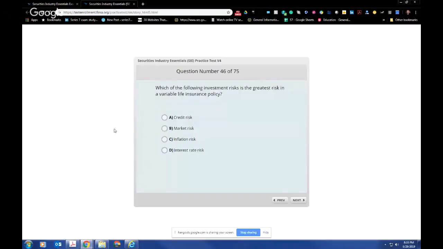Which of the following investment risks is the greatest risk in a variable? So a variable life insurance policy invests in the market, which means they have market risk. Boom, market risk. Variable is market risk. Fixed is inflation. But here's the thing. Credit is debt risk. Interest rate risk is debt risk. Inflation is fixed annuity and debt risk. But this isn't fixed. It's a variable with market risk. Sorry if I'm going fast. Just the way I think.